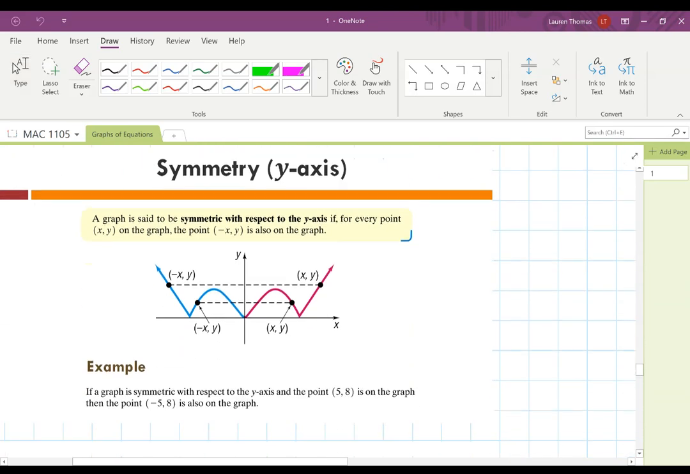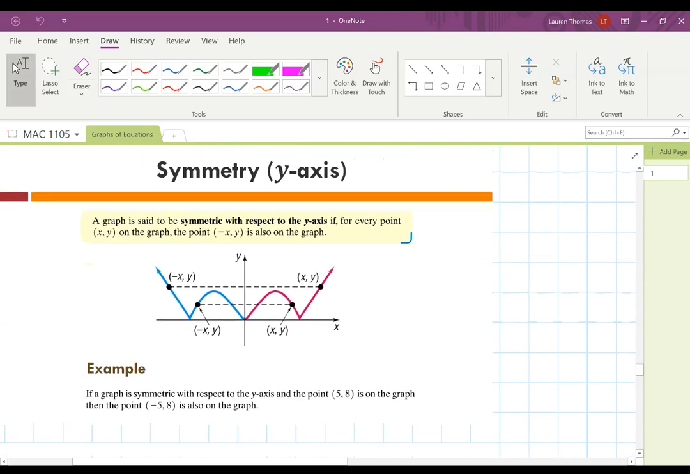The second type of symmetry is if your graph is symmetric with respect to the y-axis. Same concept, we're just folding it in a different way. The definition says a graph is said to be symmetric with respect to the y-axis if for every point (x, y) on the graph, the point (-x, y) is also on the graph. If you are folding it along the y-axis and both pieces of your graph match up, then your graph is symmetric with respect to the y-axis. If not, that's okay. It doesn't have to be, but it could show this type of symmetry.